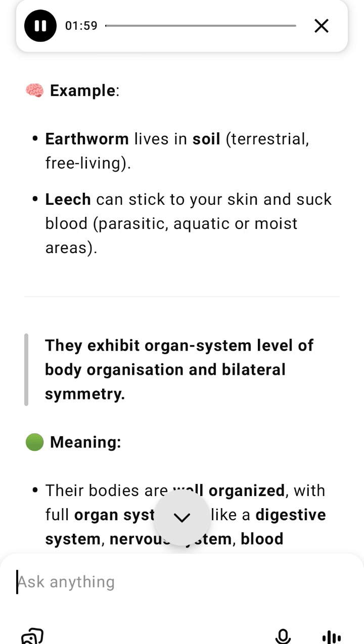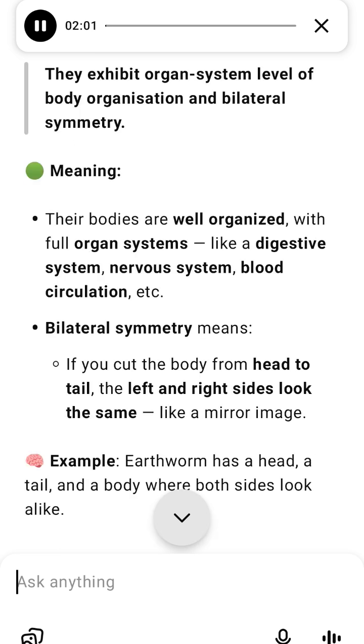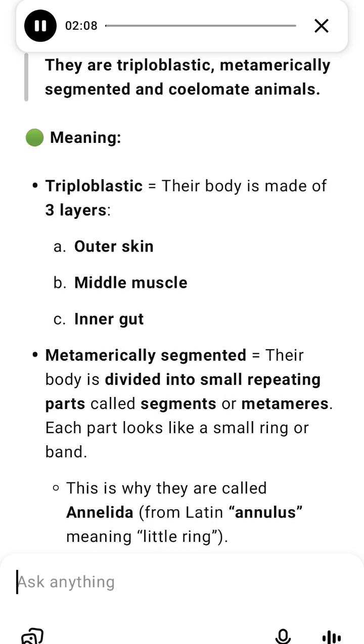6. Segmented body. Their bodies are made of many small ring-like parts called segments or metameres. These segments are clearly visible on the outside. The name Annelida comes from the Latin word annulus, meaning little ring.